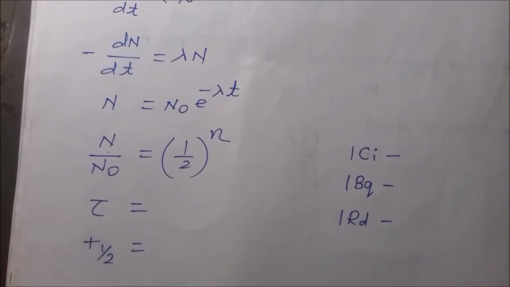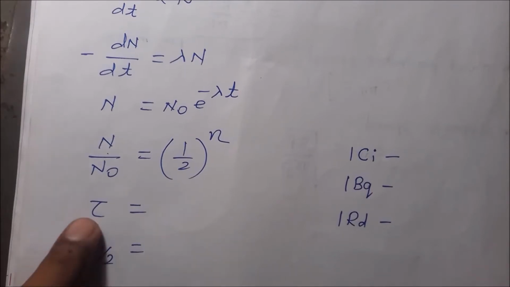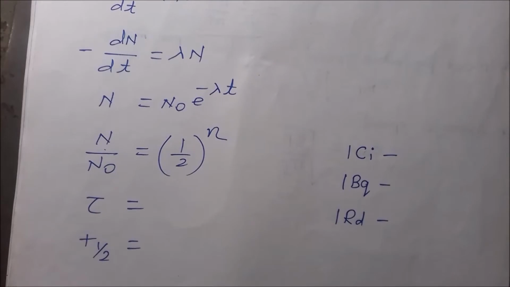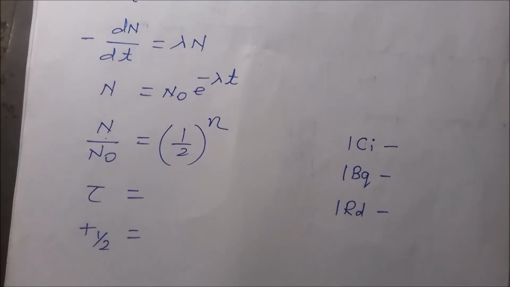Tau is mean time. Tau is mean life or time constant, and it is 1 upon lambda. Within tau time, 63% disintegration happens. Disintegration happens 63% means 37% atoms remain. Then half-life T half is 0.693 upon lambda.